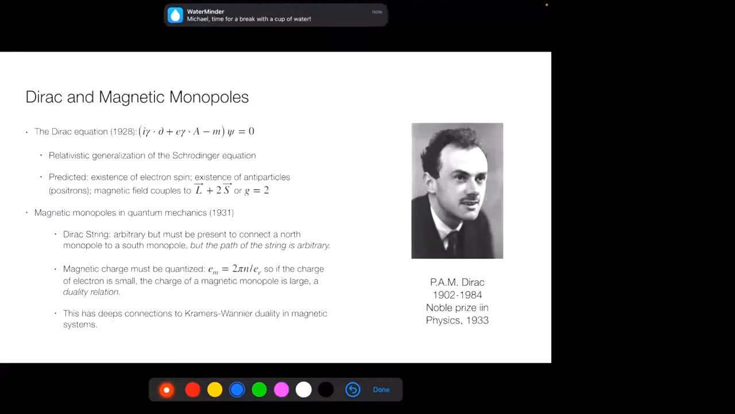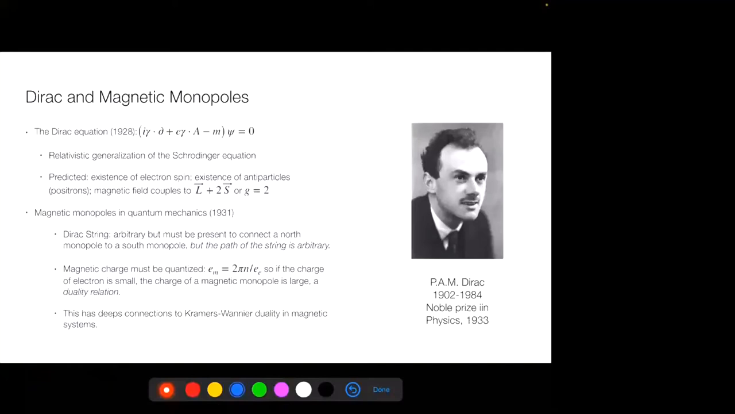And then Dirac said, well, in quantum mechanics, if you're going to have an invisible string, you have to quantize the magnetic charge so that the magnetic charge is an integer multiple of 2 pi over the electric charge. So it's quantized. And furthermore, if the electric charge is small, the magnetic charge is strong. A duality relation that relates strong and weak physics. And this is something that has deep roots to Kramers-Wannier duality in magnetic systems. So another kind of interesting connection, right?